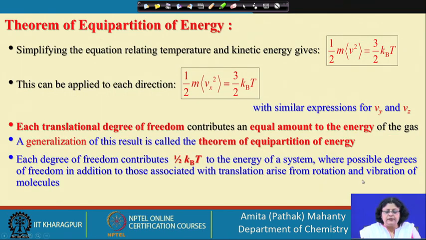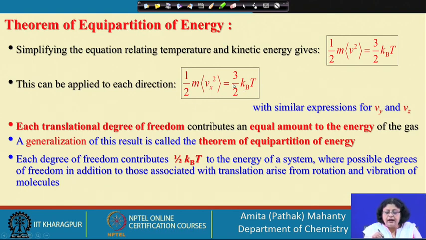If I look into a simplified version of it, then according to the kinetic theory of gases, we had the expression half mv square, where v square is the mean square velocity, equal to 3 by 2 kT. So, this can be applied to each direction. If I have the x, y and z directions, then each translational degree of freedom contributes equally to the energy of the gas, which is the generalized statement of the equipartition of energy. What I have are 3 degrees of freedom, 3 translational modes.